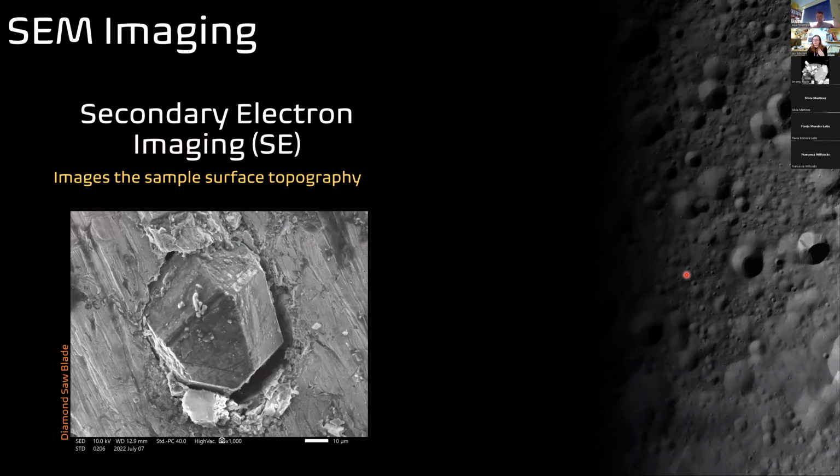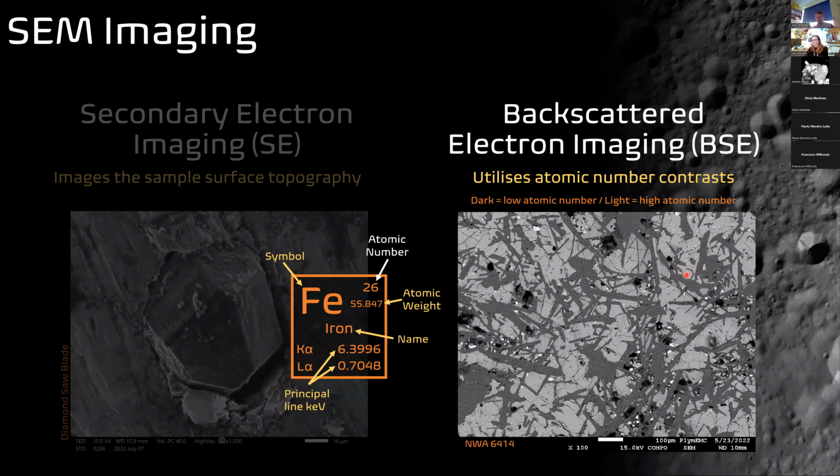So SEM imaging, as I'm sure some of you are familiar with, you can have secondary electron imaging where you're looking at the topography of the sample surface. I don't have any meteorite pictures, unfortunately, using secondary electrons. So this is one of the diamond saw blades that broke as it was cutting through one of my meteorites. I was going to see the diamonds embedded in the metal there. But what's more useful for us is backscatter electron imaging. This is utilizing the atomic number contrast, which pulls out different minerals, basically. It'll give you an idea of how many phases are actually within your rock.